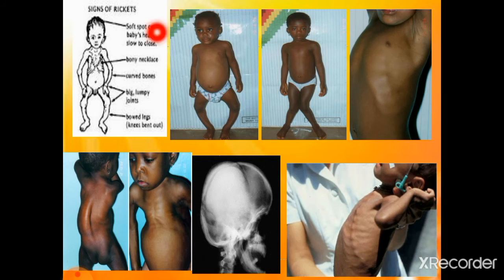Let's see the features. Here you can see the bow legs. The legs are in the form of a bow. The weight bearing bones in the legs, due to the weight of the body, since the bones are soft, are getting bow shaped. So that is bow legs. Then rosary rickets. Here you can see bead like protrusions.